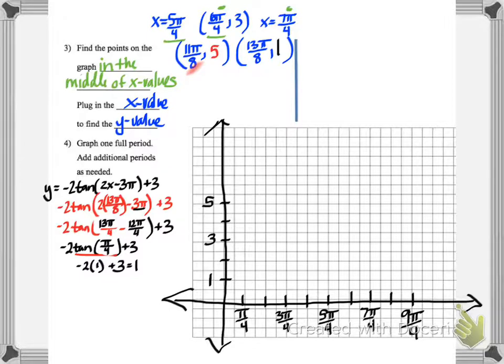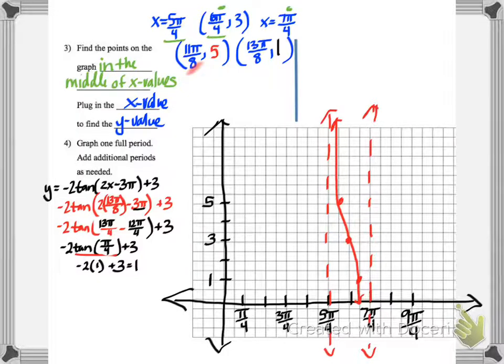I'm going to graph the asymptotes just like we've done with rational functions. Graph them as a dotted line. I'm going to plot my point in the middle and then my other 2 points and sketch in my curve. This is your graph of tangent.